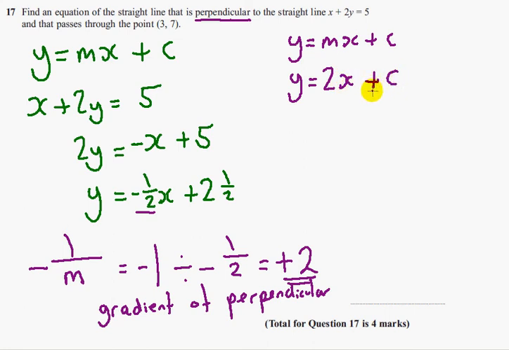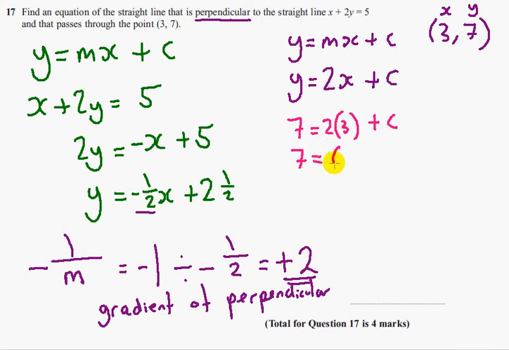We don't know the intercept yet, but it says it goes through the point (3, 7). Okay, so the coordinate 3, 7, this is the x and this is the y. Now we're going to substitute that into here. So that's going to be 7 equals 2 times 3 plus c. Now we're trying to find out what c is, the y-intercept. So that's 7 equals 6 plus c. So take away 6 from both sides, so c equals 1.